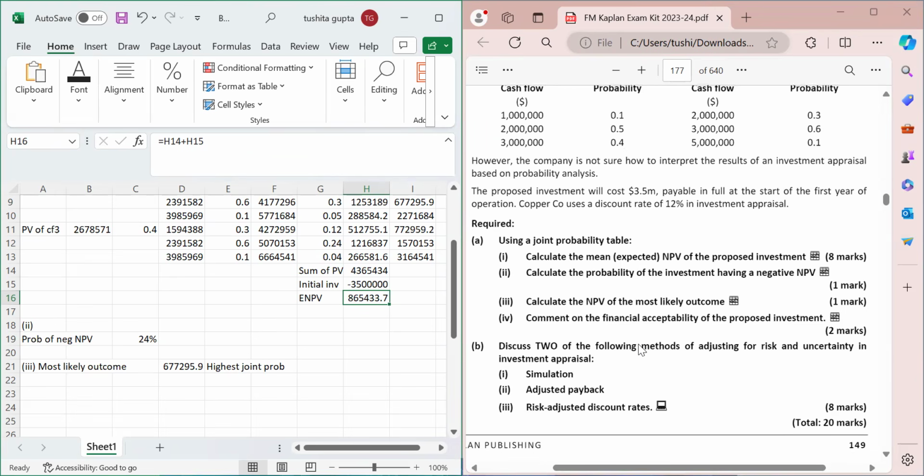Now let's move to the part B, where we have to discuss 2 of the following methods for adjusting risk and uncertainty. So like I told you, there is only a need to explain only 2. Even if you explain 3, you're not going to get any extra marks. So first, let's talk about simulation.